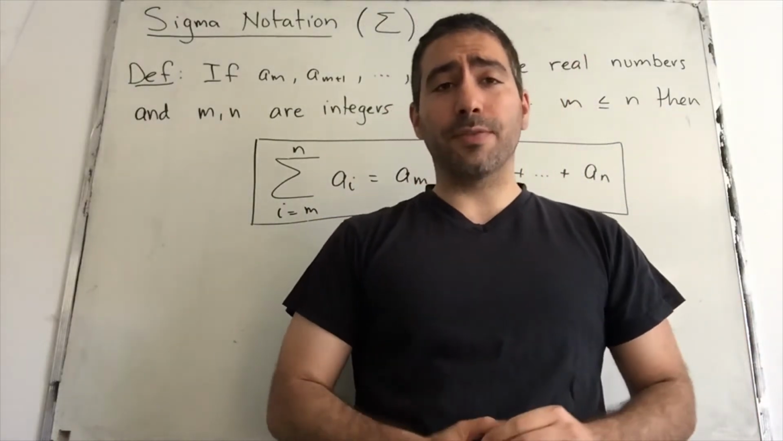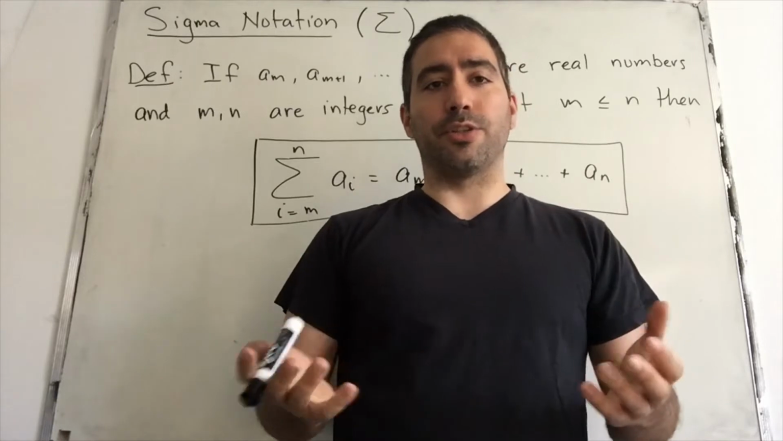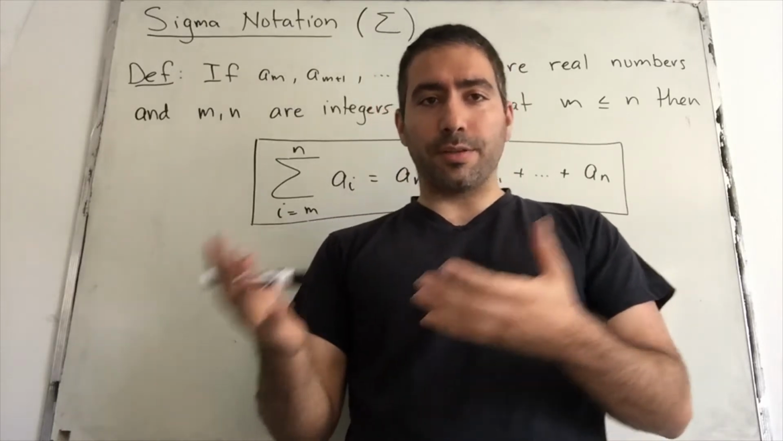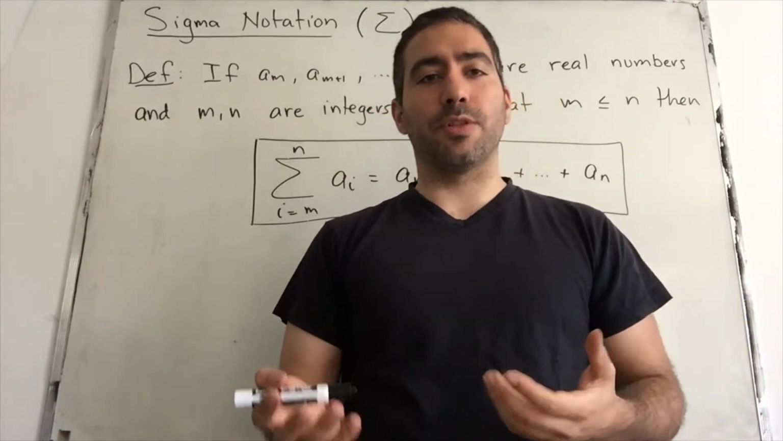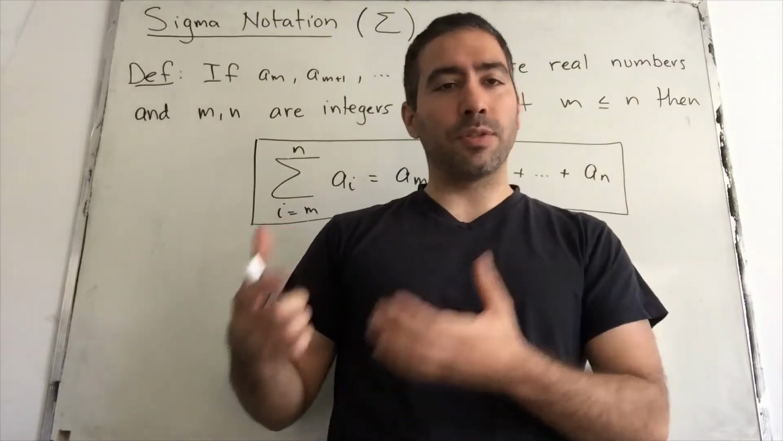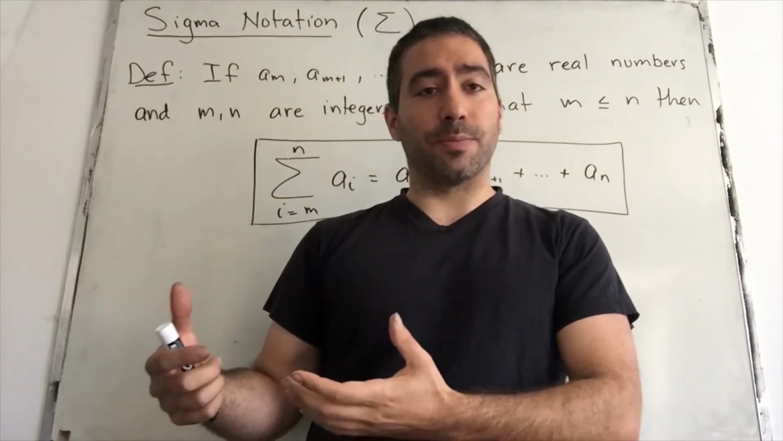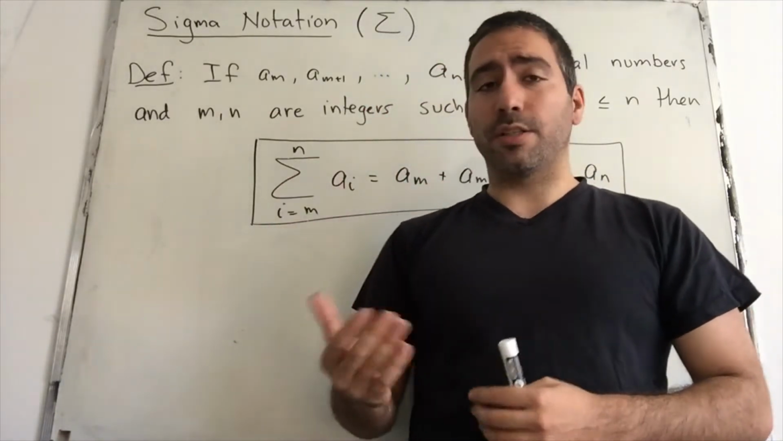So a big part of calculus 2 is integration. To understand integrals, they are defined as limits of Riemann sums. We understand the limits part, but now we have to understand the Riemann summation part. We're going to focus on the summation first.